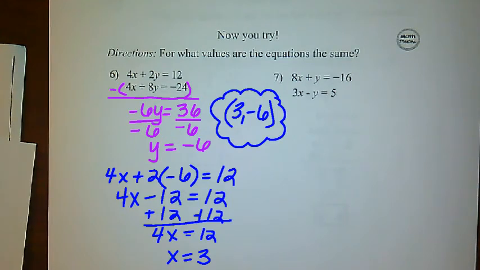All right, the next one, we're just going to add those two together. Oh, that's way too bright. Let's try a different green. Okay. So when I add them together, I get 11x is equal to -16 plus 5, -11. So x equals -1.